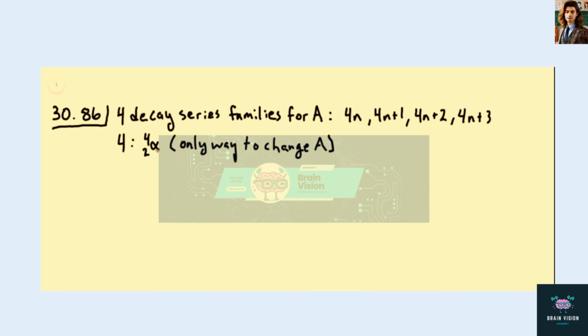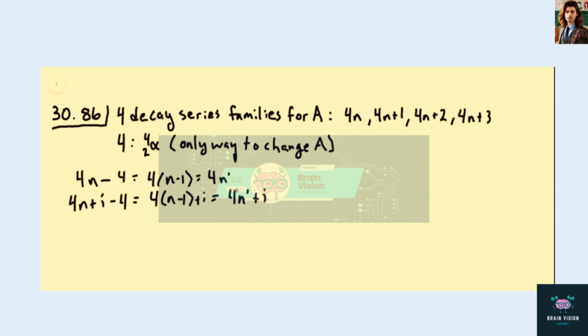And so given that this is the only way for the mass number to change, it's sort of easy to see that the mass number always has to change by 4, and that means that the new number you end up with is going to be in the same family. So if we have 4n minus 4, then this is 4 times n minus 1, which is just 4 times some new n. And similarly for 4n plus I, where I is 0, 1, 2, or 3, minus 4 is going to be 4 times n minus 1 plus I, which is 4n prime plus I. So you can't get out of which family you're in as you go down the decay series.